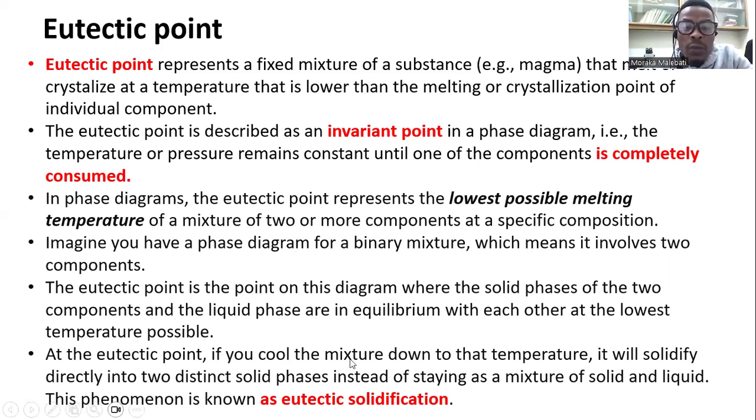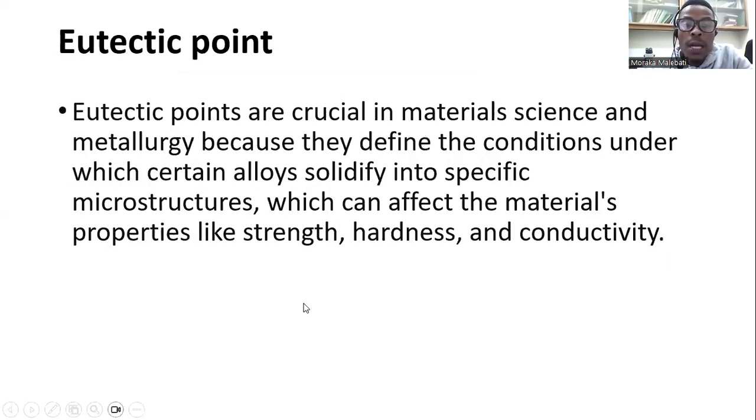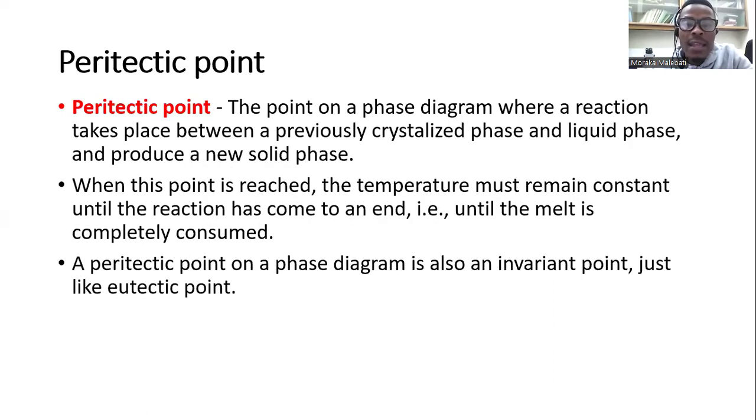At the eutectic point, if you cool the mixture down to that temperature, it will solidify directly into two distinct solid phases instead of staying as a mixture of solid and liquid. This phenomenon is what you call eutectic solidification. Eutectic points are crucial in material science and metallurgy because they define the conditions under which certain alloys solidify into specific microstructures, which can affect the material's properties like strength, hardness, and conductivity.